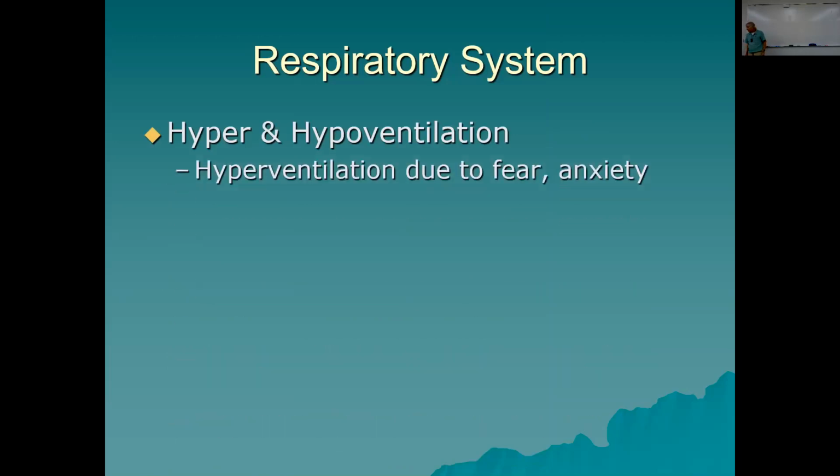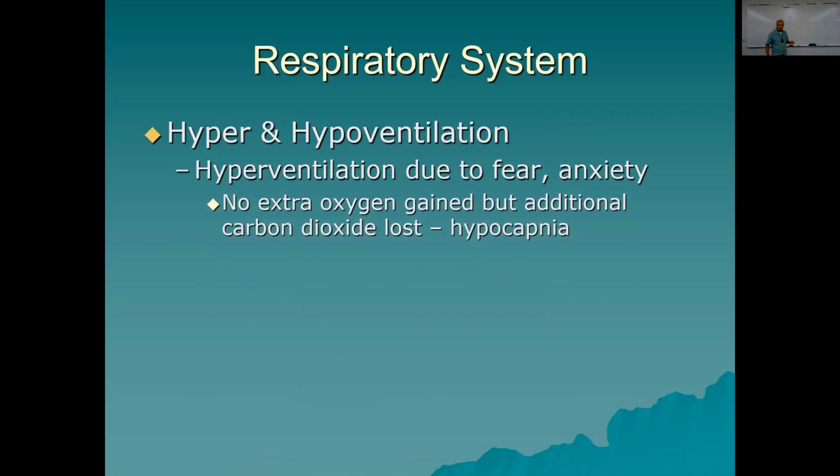Okay, hyperventilation and hypoventilation. Hyperventilation is breathing too rapidly. Hypoventilation is breathing too slowly. And you sometimes jump right into hyperventilation due to fear or anxiety. This will come from the amygdala, bypassing the respiratory control center and making you hyperventilate if you get anxious or afraid.